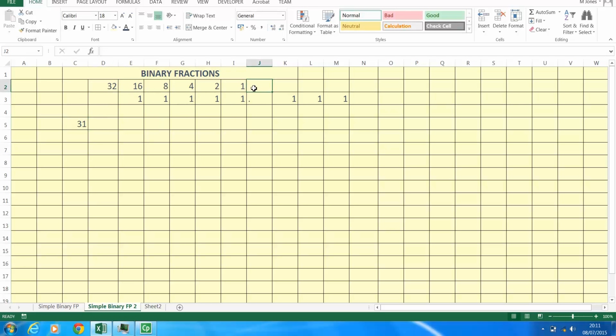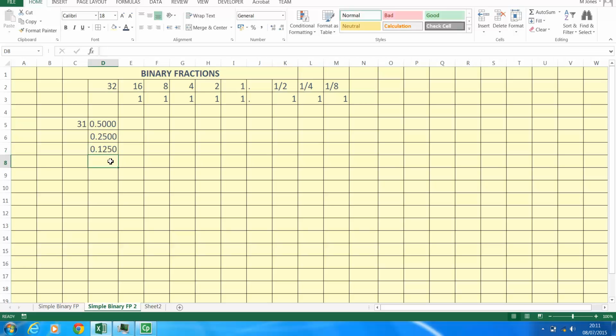Let's have a look at the fractional part here. This is where our real numbers or our floating point numbers come in. So that's point half or 0.5, that's a quarter, and that's an eighth. Now we need to think about how we represent that. Well, we know that a half is 0.5, a quarter is 0.25, and an eighth is 0.125.